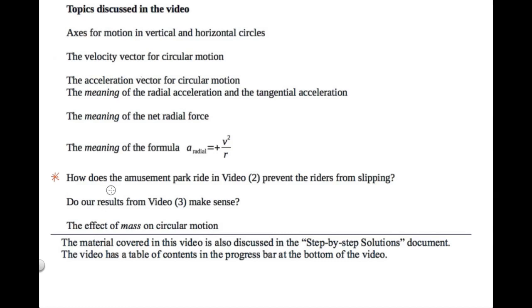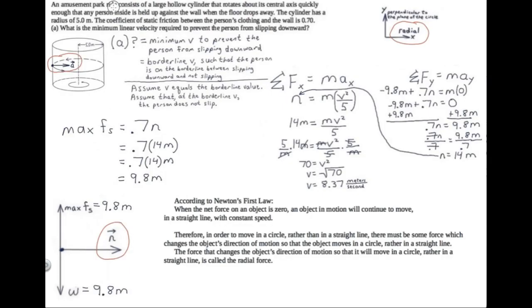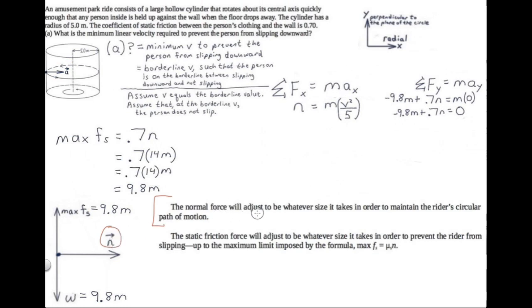Next, let's discuss how the amusement park ride from the problem in video 2 prevents the riders from slipping. How does this amusement park ride prevent the riders from slipping after the floor drops away? The normal force will adjust to be whatever size it takes in order to maintain the rider's circular path of motion. The static friction force will adjust to be whatever size it takes in order to prevent the rider from slipping downwards, up to the maximum limit imposed by this formula.